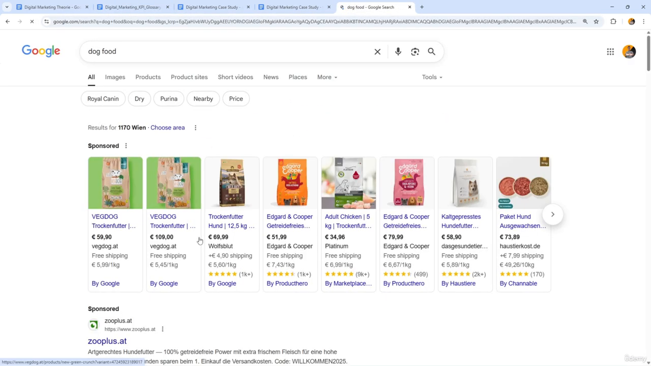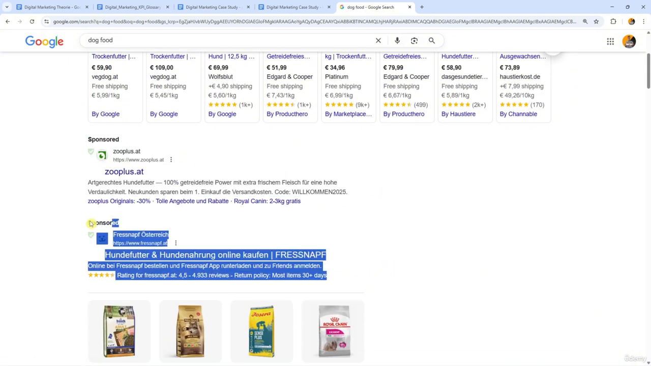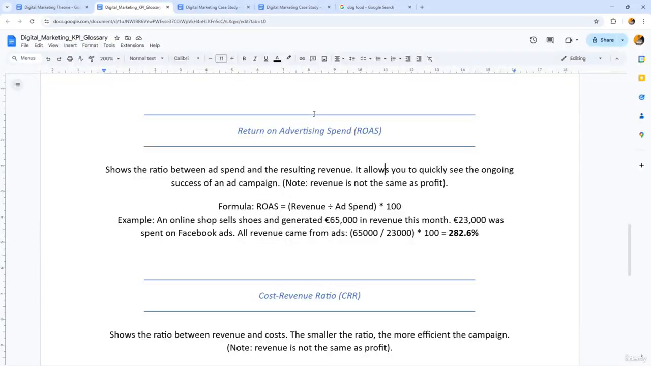Dog food. Then we see here "sponsored". This is an ad, this is an ad, and this is an ad. And for all these ads, I can now check the return on advertising spent. So it shows the ratio between the ad spend and the resulting revenue.